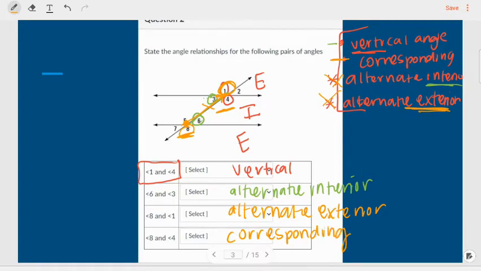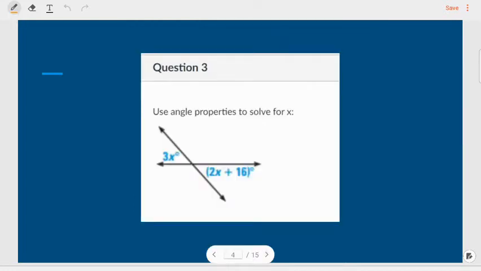And those are how I name my angle relationships. Let's continue. Use angle properties to solve for x. This time I don't have parallel lines, but notice I do have two angles that share a vertex. So these are vertical angles. And vertical angles are equal to each other.